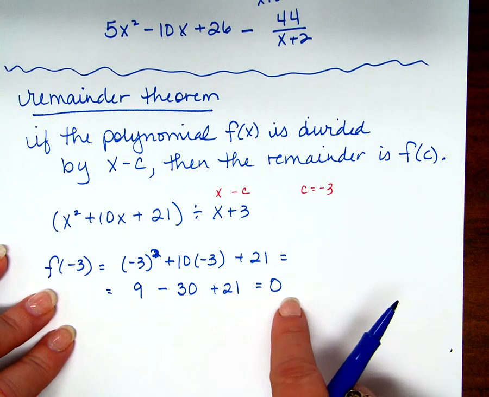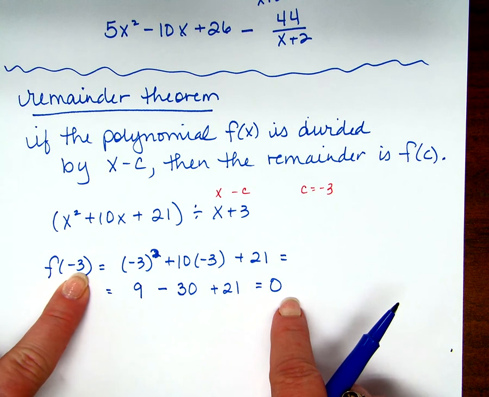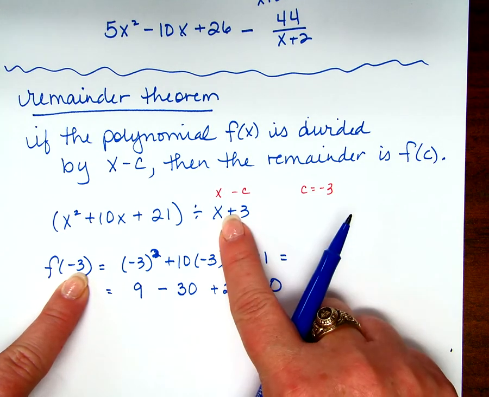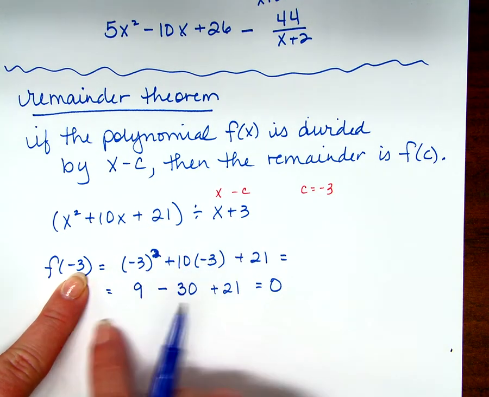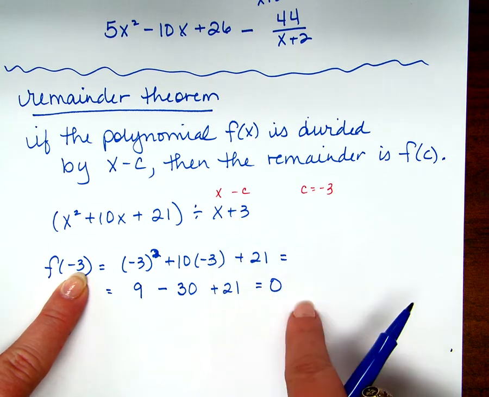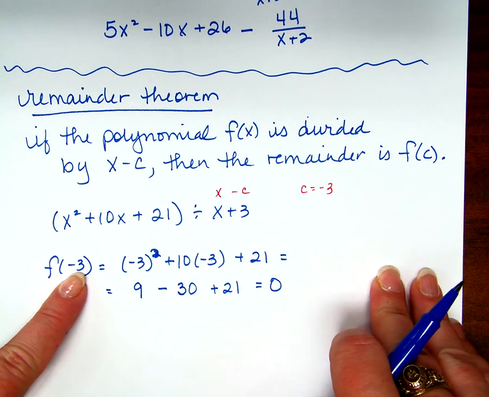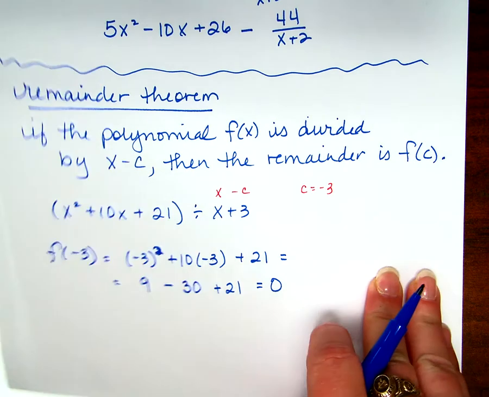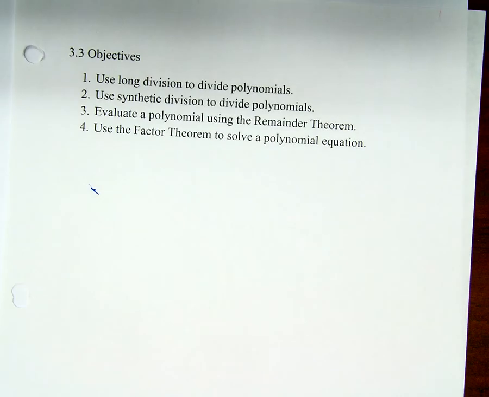So it does tell me that x plus 3 is going to be a factor of what I divided by. If this was like 5, well, that means this is not going to be a factor because there was a remainder when I did the division. Does that make sense? Any questions about remainder theorem? Good? Okay, then what about factor theorem?